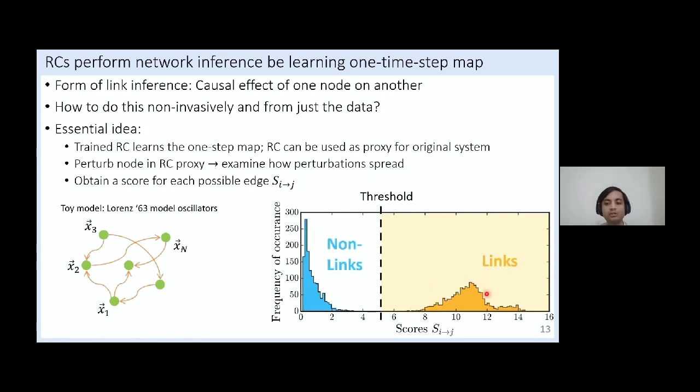And indeed, you can actually peer into this and see that that is actually the case. So if I look at the distribution of scores for things that are actually links, it is indeed this entire distribution over here. And if I look at the distribution of scores that are not links, it is indeed the distribution of scores over here. So if I chose a threshold over here, I can correctly identify all the links in my system. And okay, so this was a very simple toy model of just Lorenz oscillators.